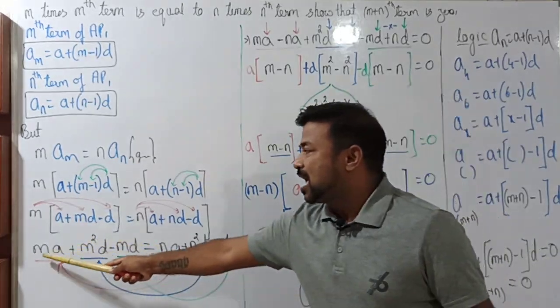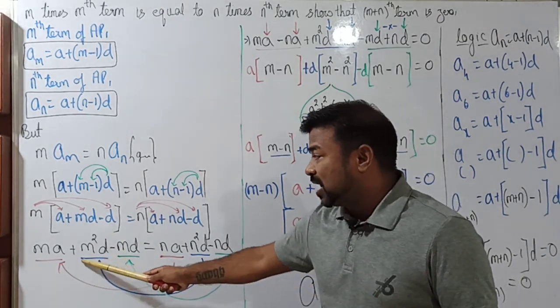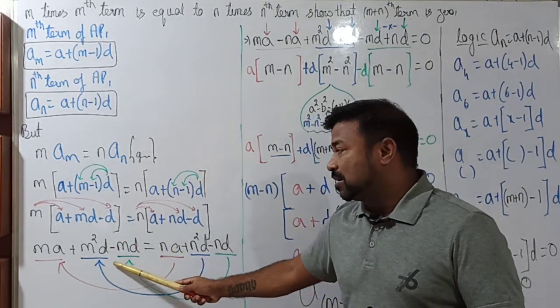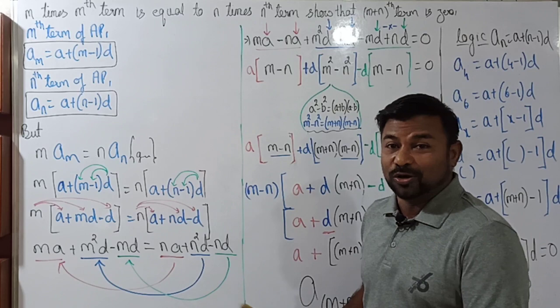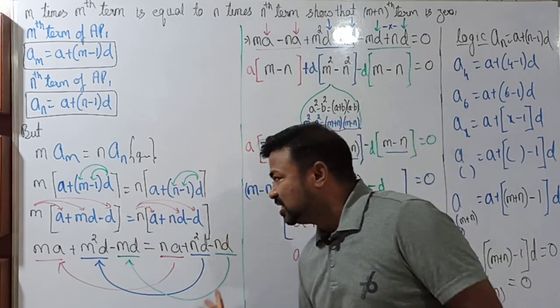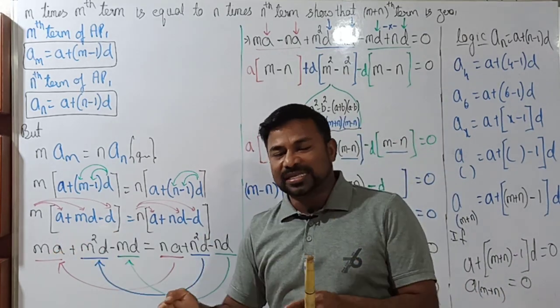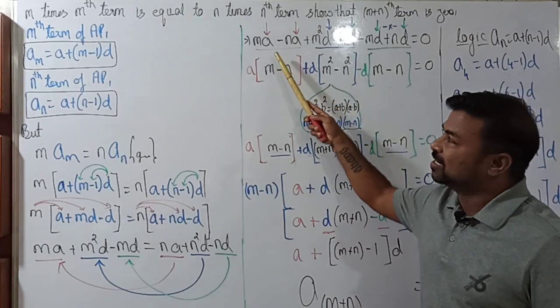Why? Because MA, NA. Right? M square D, N square D. MD, ND. So, what have I said? I have said these 3 beside them exactly to the side. That's what you can see here.